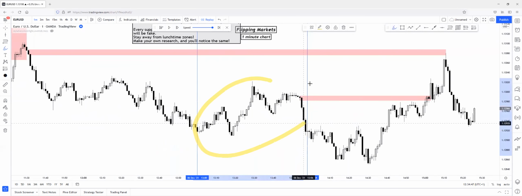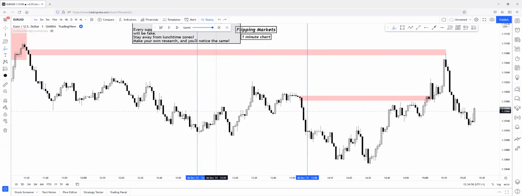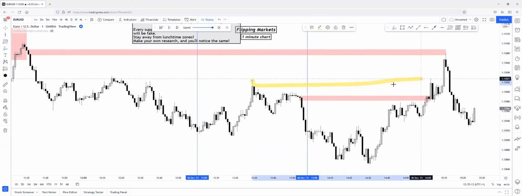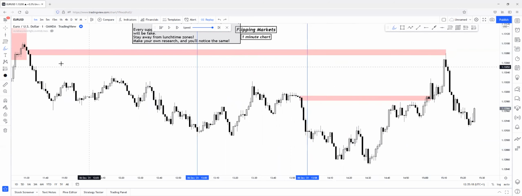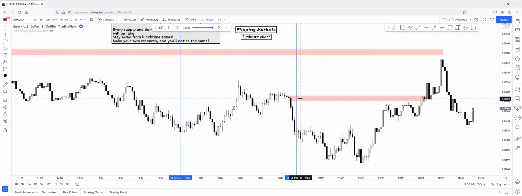Okay, let's take a look one more time at this zone. So as you can see, this zone was taken out by this movement. This zone was taken out by this movement. This zone was taken out by this movement. So every zone inside of this 1 hour time window was fake. Every zone inside of this 1 hour time window was taken out, mitigated, blew through. So every single one, even this wick right here was fake also. It was just liquidity for the upper, not lunchtime zone, as you can see.